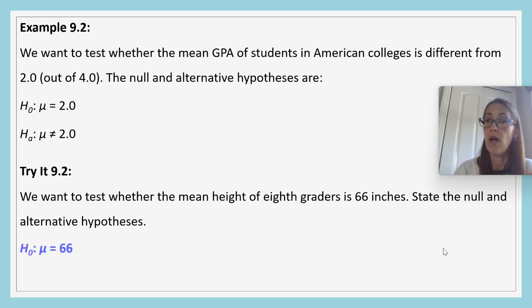So H naught is mu equals 66 because our null hypothesis has to have the equal part in it. And then our alternative hypothesis is mu does not equal 66. Again, we don't care if it's less than or greater than, we just want to know if it is 66 or is not 66.